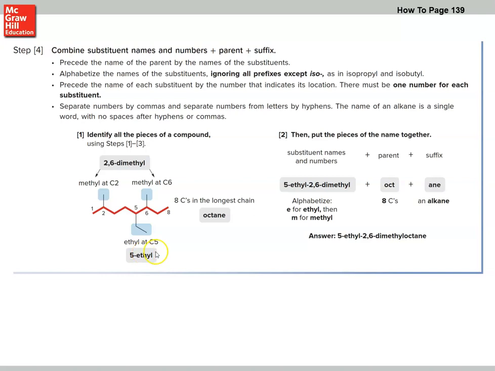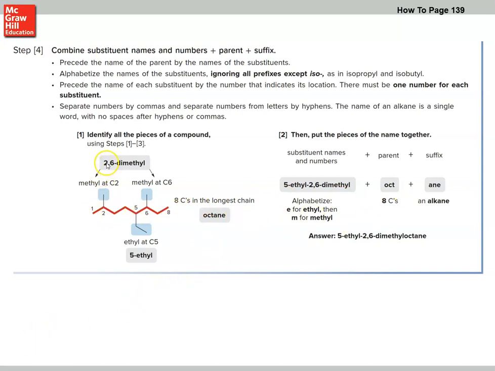So it would actually be 5-ethyl comes first, dash 2,6-dimethyl. We have the 2 and the 6 methyl groups. And the parent chain is an octane because it's 8 carbons long. It's an -ane ending because it's just all single bonds. There are no double bonds in here.